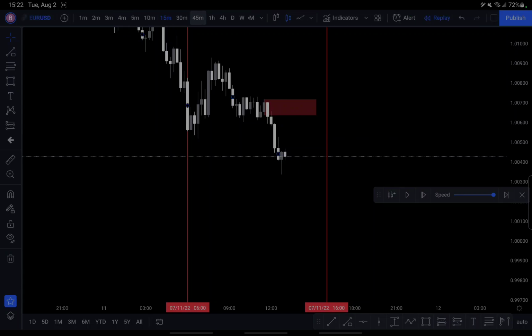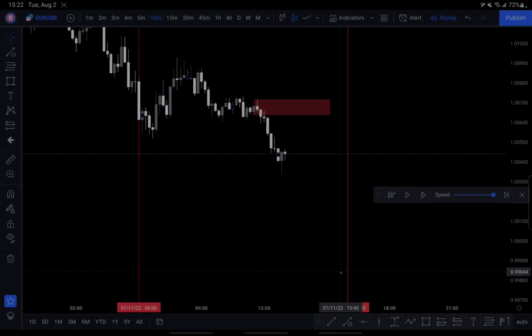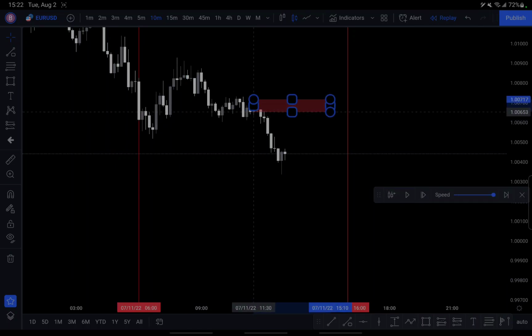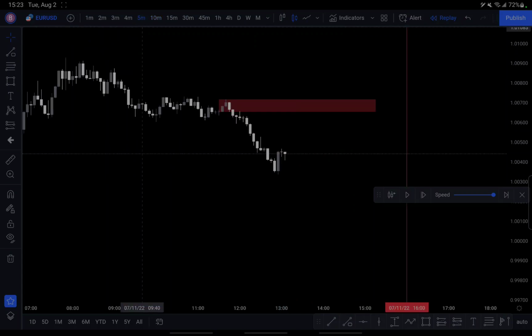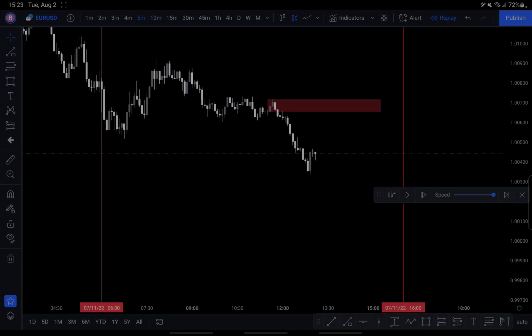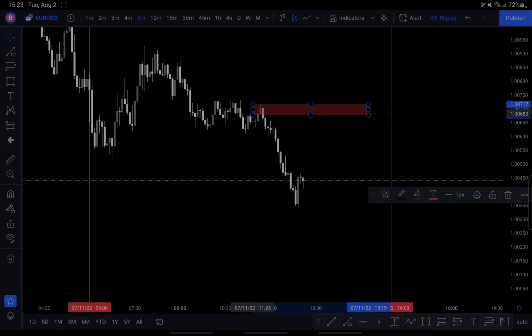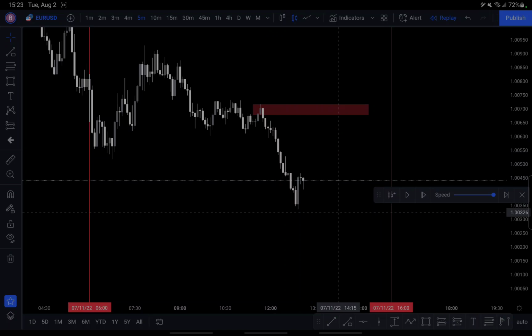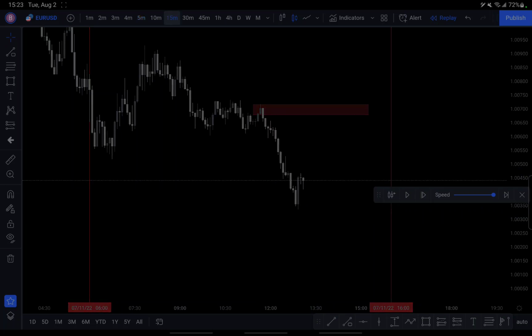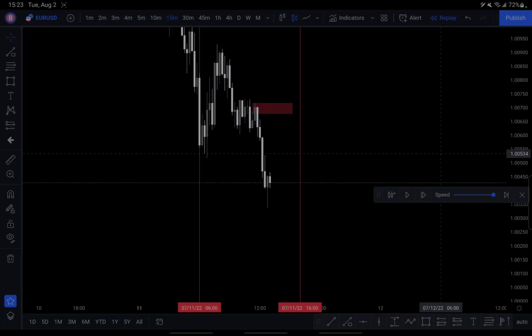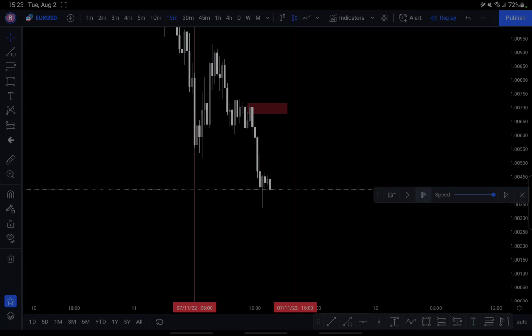Let me see if there's anything on the lower time frame, maybe a 10-minute. Okay, we do have this up move here, which did get mitigated a little bit. Anything on the 5-minute? So on a 5-minute, we have this zone here that has been left unmitigated. So price may want to come into there. Price already came to test this supply zone, probably to move down, but let's see. So let's just watch price.